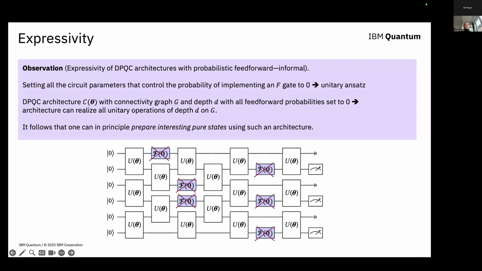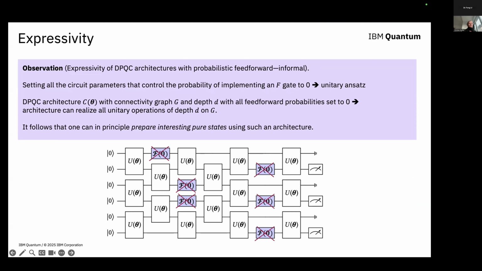Good. So now a few words on the expressivity. Why do we know that this is an ansatz that can represent non-trivial states? Well, we can make the argument quite simple, in fact. We can consider a unitary circuit of depth d, and then we place in between every now and then our dynamical feed-forward operations.